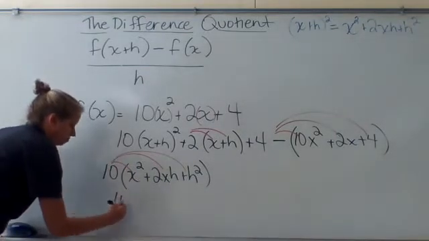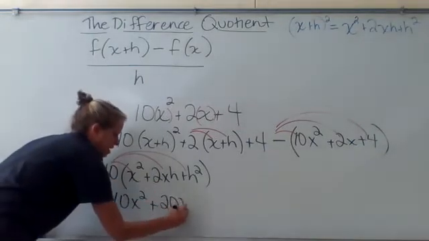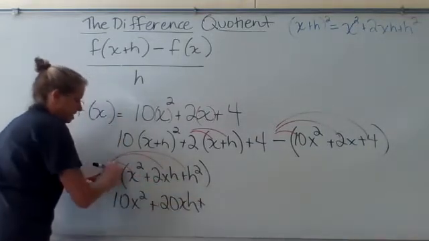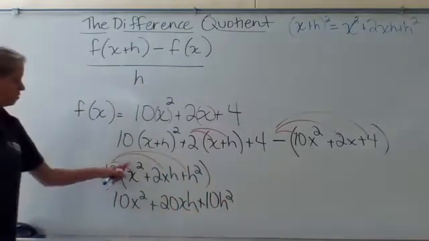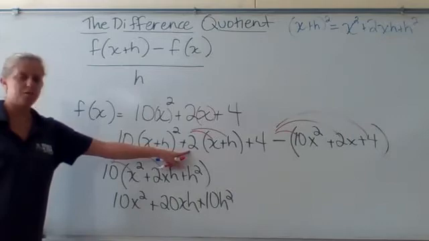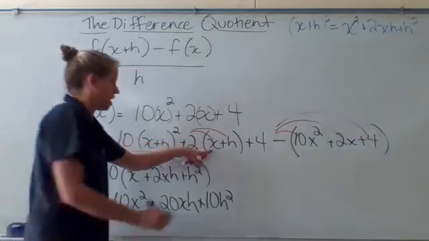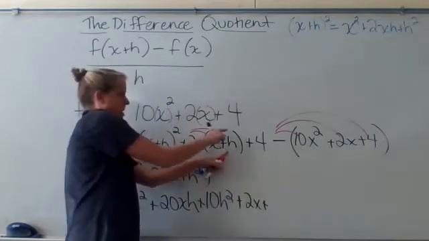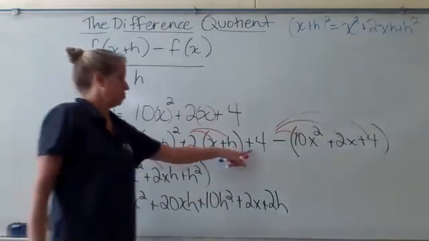We get 10x squared plus 10 times 2 gives me 20xh plus 10 times h squared gives me 10h squared. So that removes those parentheses by distributing the 10. Now I'm going to distribute this 2 to this parenthesis so I can remove it. So 2 times x gives me plus 2x plus 2 times h gives me 2h. Bring down my plus 4.